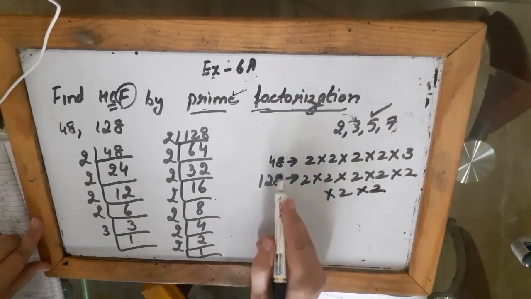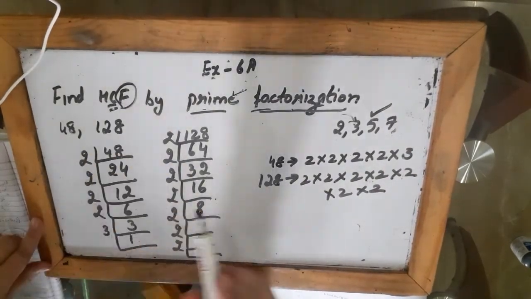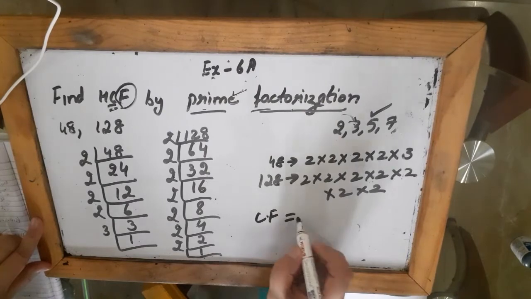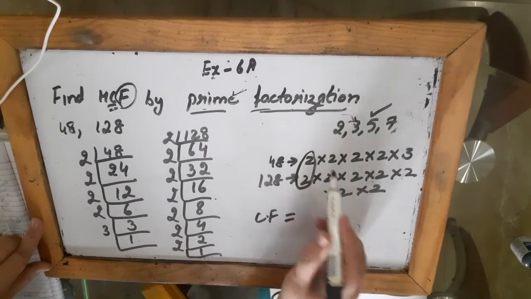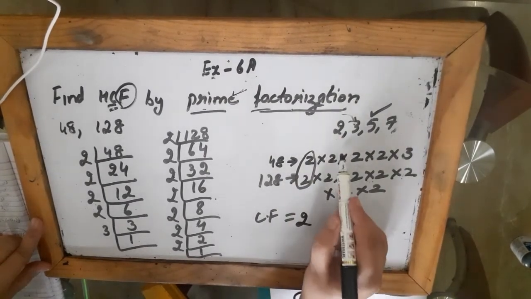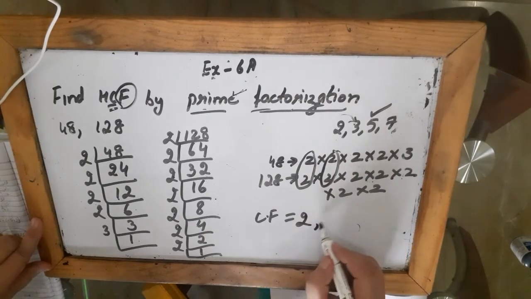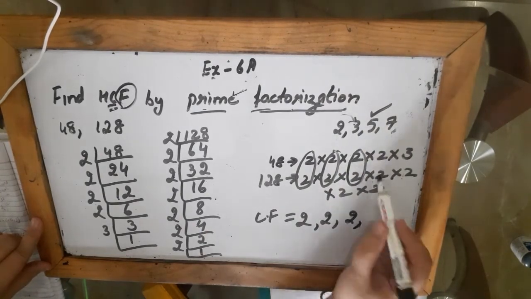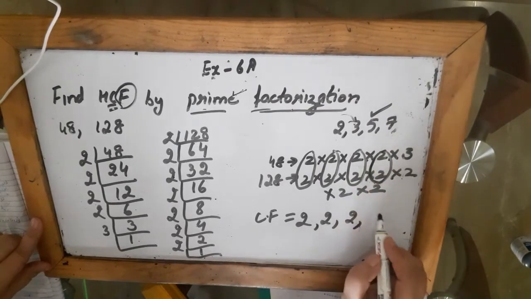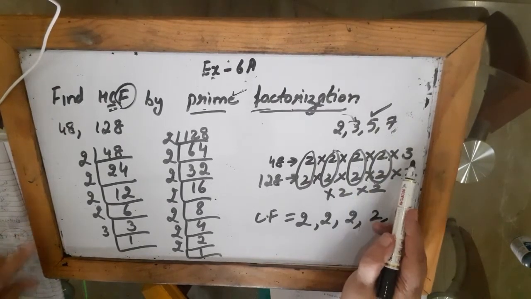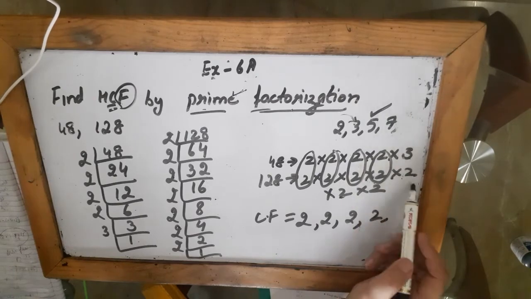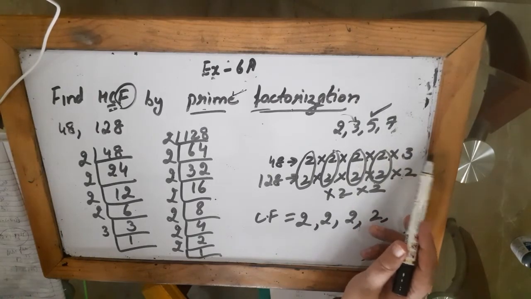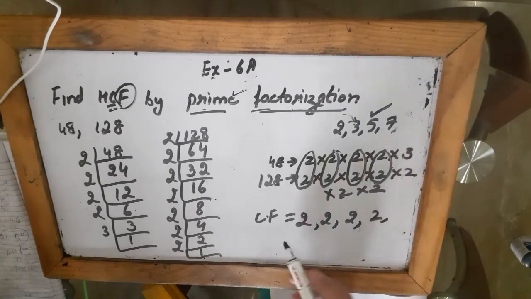Now factors I have taken out. Now what is the next step? To take out the common factors. This 2 is common, so write it only once. Now here I have 3, but here I don't have any 3 and here not having any 2. So these only are the common factors.